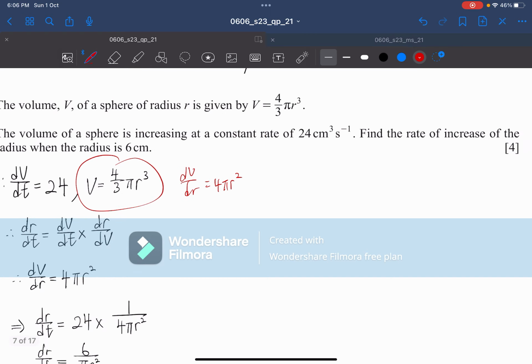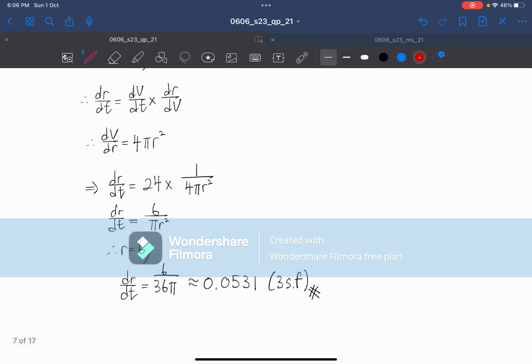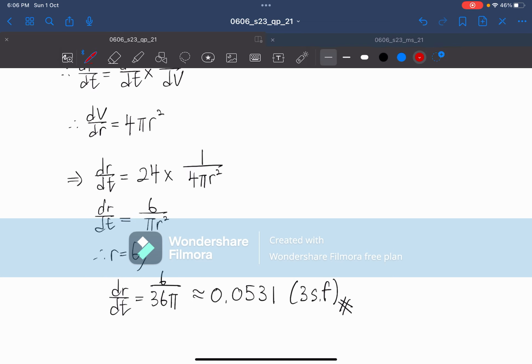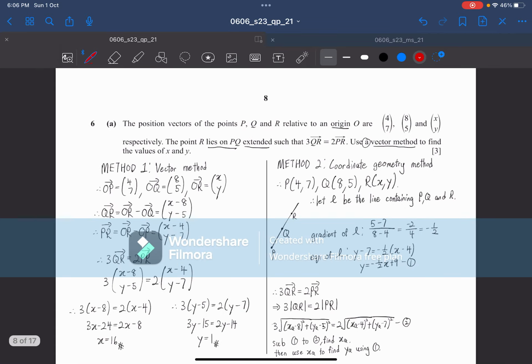Substitute r equals 6, which they already gave us. Find the rate of increase of the radius when the radius is 6. So substitute that in and you get this, which is around 0.0531, rounded to 3 significant figures. Always remember, rounded to 3 significant figures. Very important. Don't write more than that. It's just a standard way of writing your answer in all additional mathematics papers.